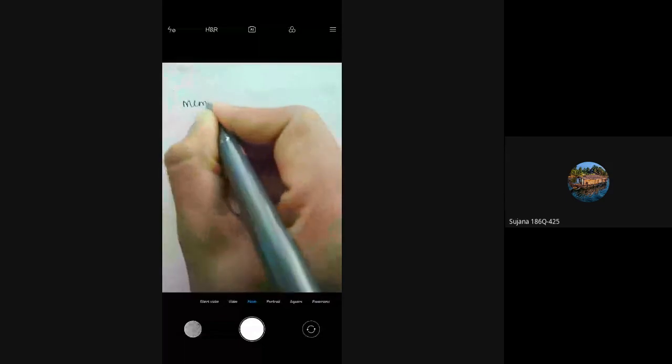Is the screen visibility okay? Okay, ma'am.